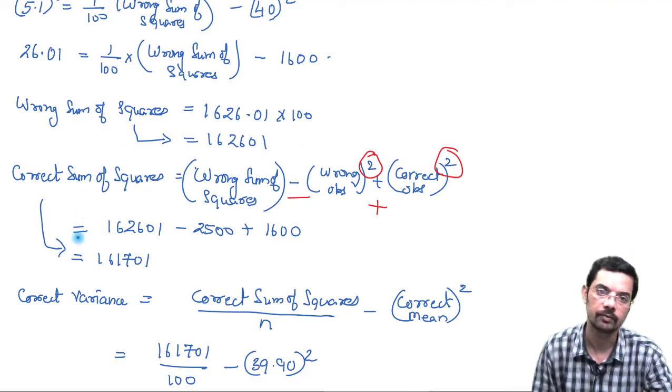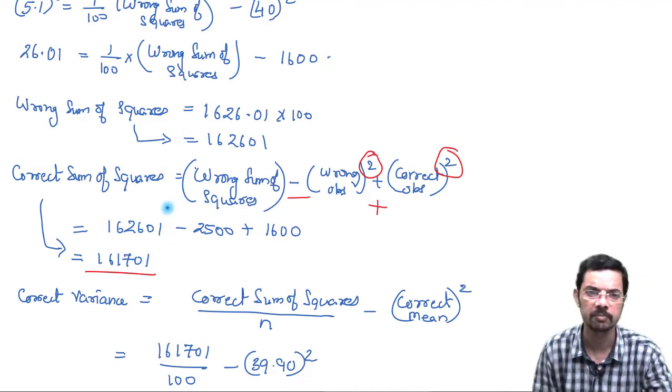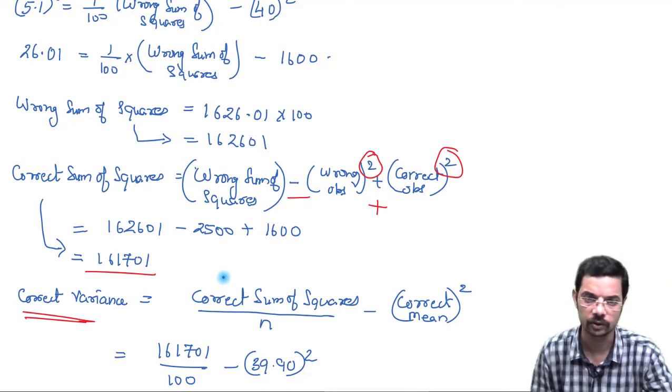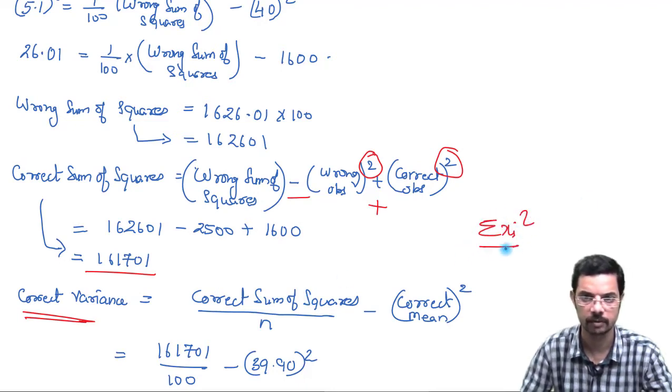Finally we calculate and get 161701. This is a very important and lengthy problem. We need to be careful while dealing with such problems. Now we shall find the correct variance because we have all the correct values for this formula. This is the correct sum of squares, that is sigma xi square, divided by n minus the correct mean, sum of xi divided by n, or x bar, whole square.